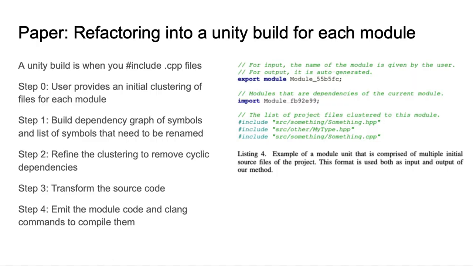The strategy the authors came up with is to refactor into a Unity build for each module. A Unity build is when you include CPP files. This is sometimes done in codebases to drastically decrease full build times, though at the cost of breaking encapsulation somewhat. I suspect they did this because it's simpler to prototype. Step 0, the users provide the desired clustering, such as, I want each folder to be its own module. Steps 1 and 2 refine that clustering so it doesn't have cyclic dependencies. And steps 3 and 4 actually make the changes to the code base.